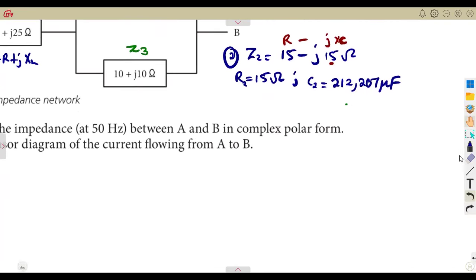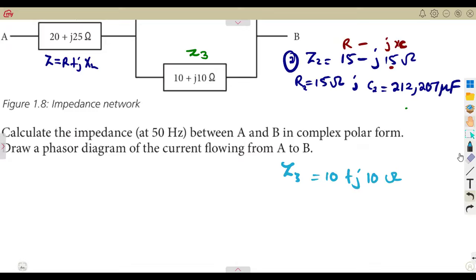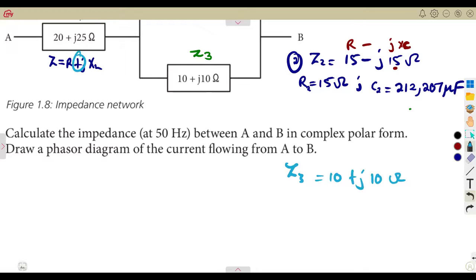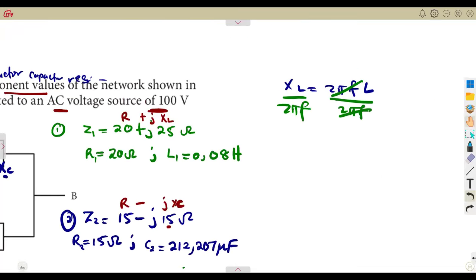There is impedance 3, Z3, in this case. And our Z3 is given by 10 plus J10. A plus, I talked about this. A plus means the other component there is inductive. So we've got the resistor, which is 10. So meaning to say our resistance is 10 ohms. And this will represent XL, inductive reactance, which you need now to calculate the inductance, just like what we saw there.